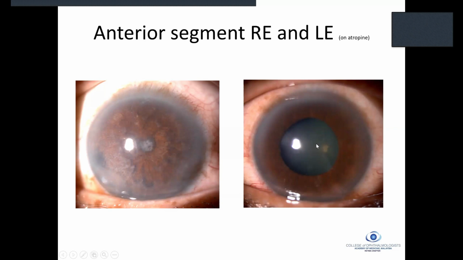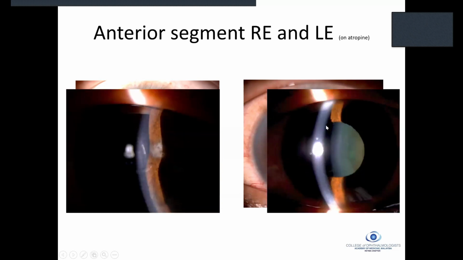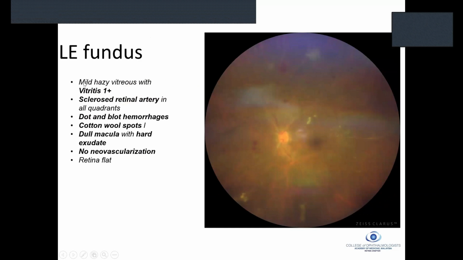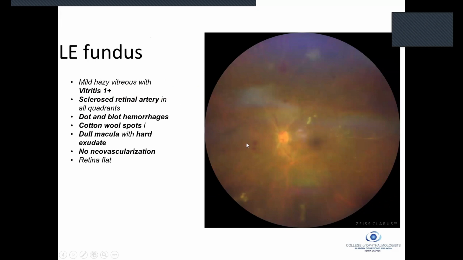And you can see that the anterior segment looks quite unremarkable, really, but there are actually cells, not so well shown here with the cataract there. What is interesting is the fundus findings, where there is hazy vitreous with vitritis 1+. Now, this is where it's quite important to examine that. But again, with a lenticular opacity, this can be a bit challenging to determine what type of cells are in the vitreous. You can confirm the vitritis with these scans.